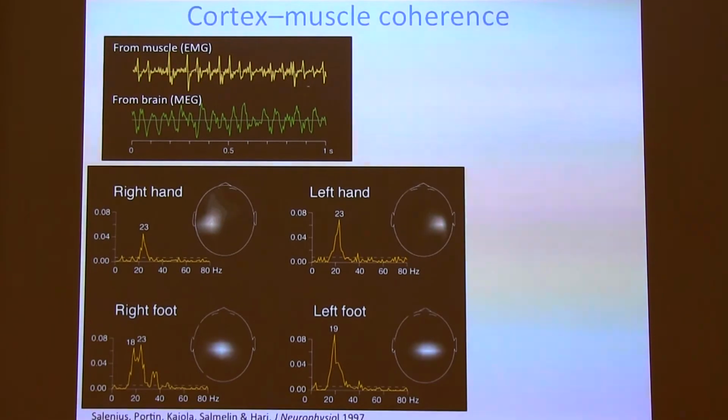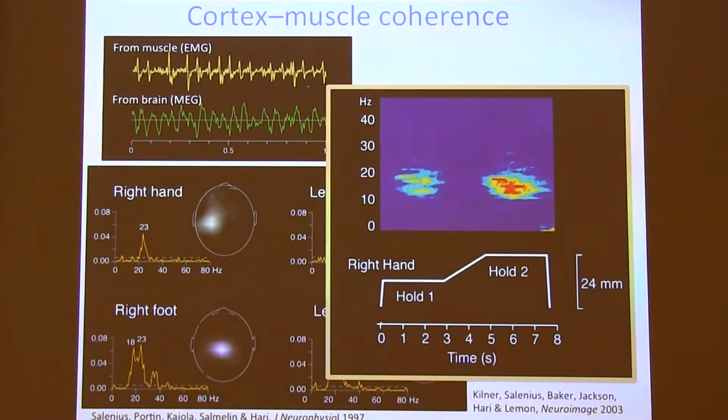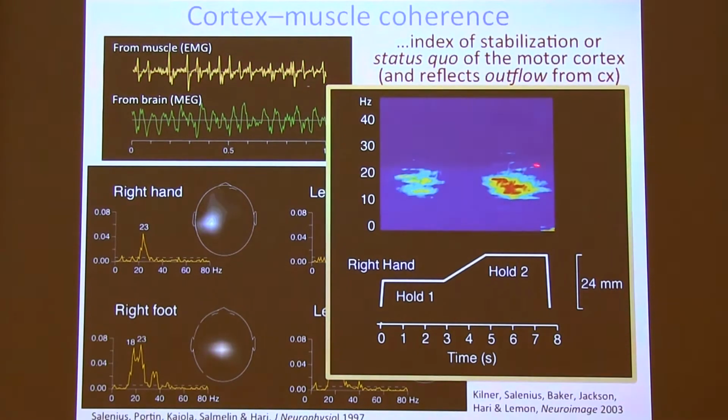Okay, and we know about this coherence also that it's there only if the person keeps a steady contraction. If there's any ramp movement, it's gone. And this has led to the idea that this cortex-muscle coherence is some kind of index of stabilization or status quo of the primary motor cortex. And we also know that it reflects the outflow from the cortex to the muscles. First something happens here and 20 milliseconds later in the hand.